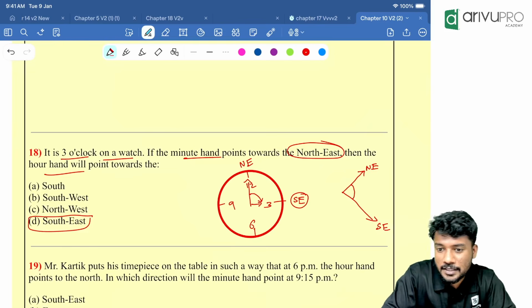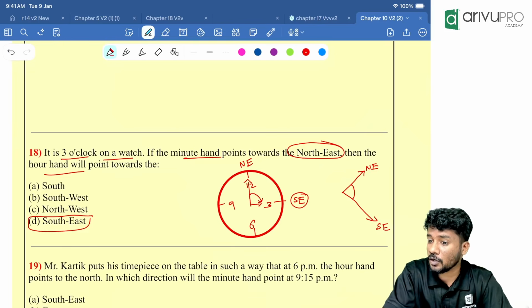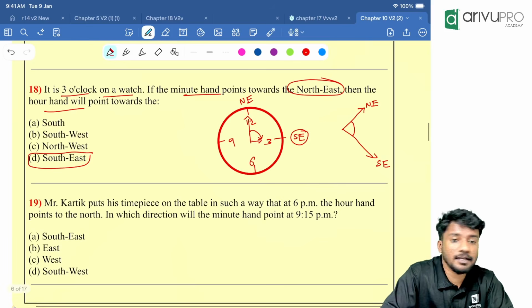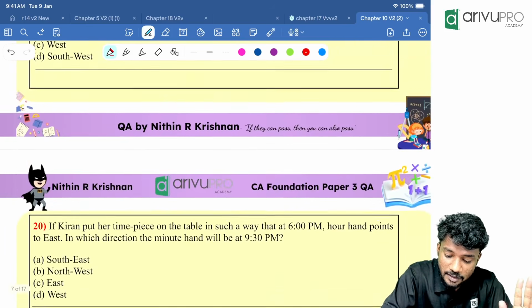Are you able to catch up? So you just draw a clock. Then based on our right side and left side, you can determine which direction is what.